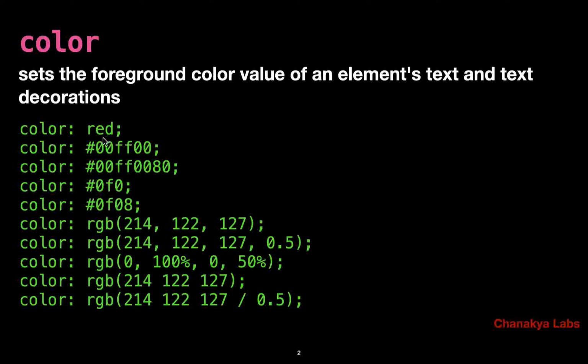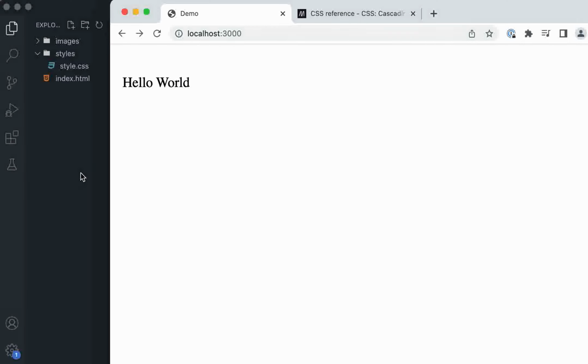So we put a color property and then define a value which is a valid color. Now we have seen generally that the values are normal names of the colors. However, here we'll see that there are some other ways of defining a color. We'll go into each of them one by one, but let's just get started with this basic thing.